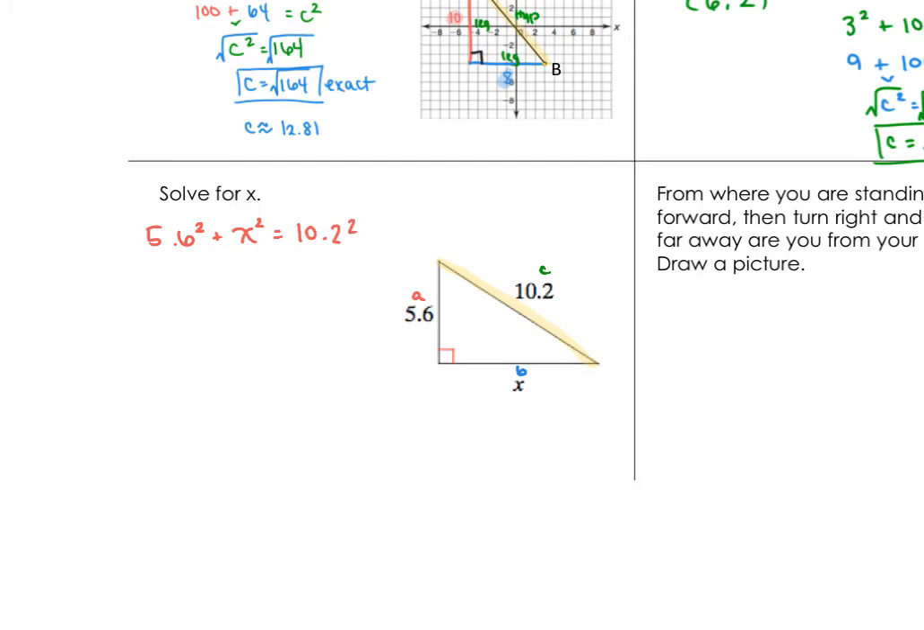So this one's a little bit different because we're given the hypotenuse and we're solving for a leg. So we just do a little bit of algebra. So I'm going to square 5.6. That's 31.36. And then 10.2 squared is 104.04. And then for this one, to get x by itself, we got to subtract 31.36 from both sides.